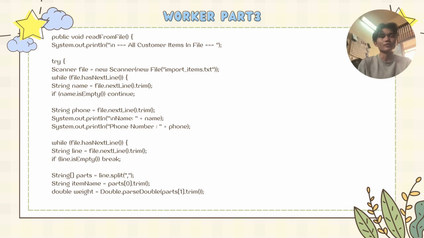There is a read from file method. This is where things get interesting. It reads customer info and item data from a file called import_item.txt. It separates data by lines, parses it properly, and prints it out. This simulates a worker being able to access saved data, maybe from a past session or another system. It also includes error handling for missing files or corrupted input, which keeps it safe and user-friendly. In short, this class is perfect for managing and viewing customer-related data from both memory and file storage, just like how back-end staff would manage warehouse or order details.